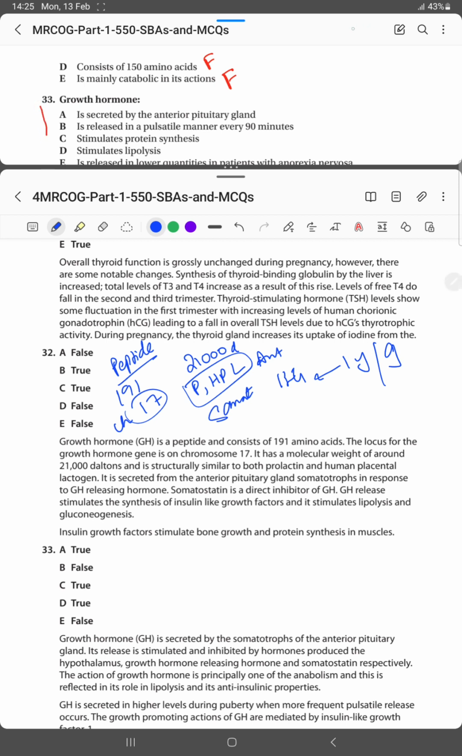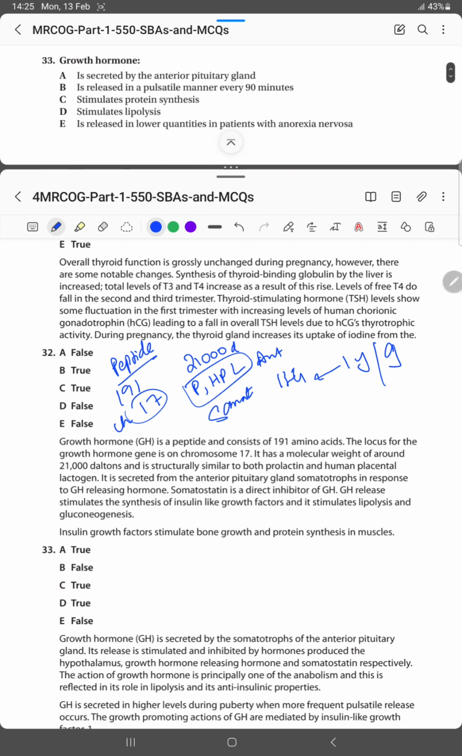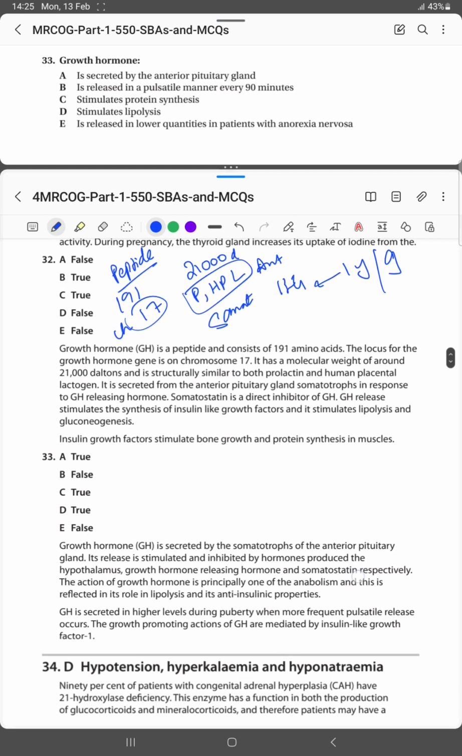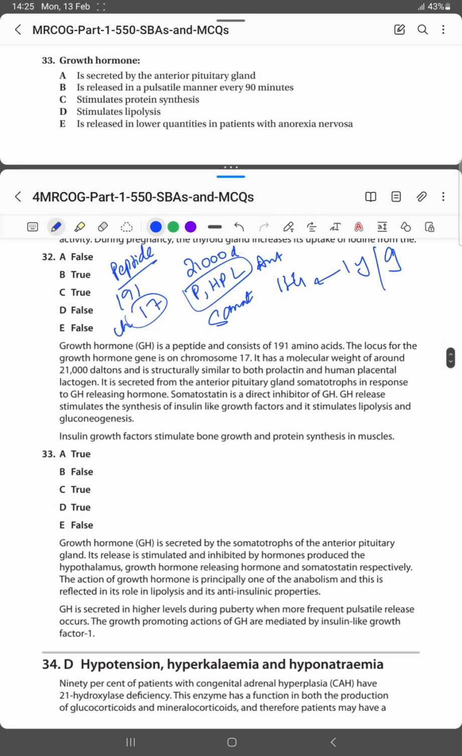Now again, they have asked regarding growth hormone, and we have discussed that growth hormone is secreted by the somatotrophs of the anterior pituitary gland, and it is stimulated and inhibited by the hormones produced by the hypothalamus, growth hormone releasing hormone and somatostatin respectively, because somatostatin is an inhibitor. The action of growth hormone is principally one of anabolism, and this is reflected in its role in lipolysis and anti-insulin properties.